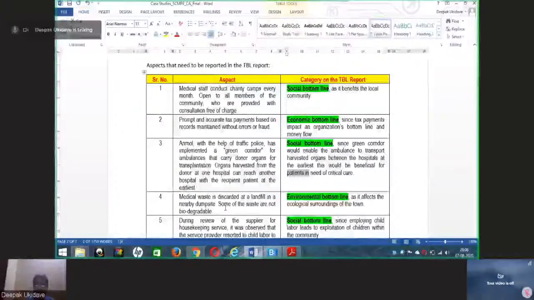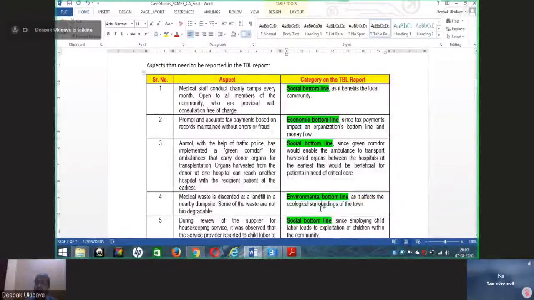And in hospitals, a lot of waste is generated. That medical waste is discarded at a dumping ground, at a landfill in a nearby dump site. So the environment is taken for granted. We say it is the environmental bottom line aspect that has been covered, as it affects the ecological surroundings of the town. You should remember some keywords like ecological surroundings of the town.